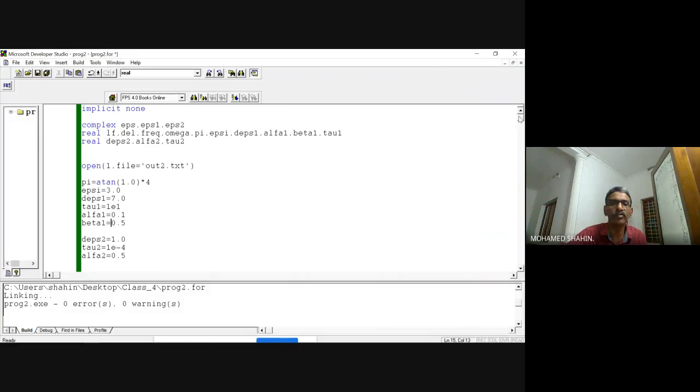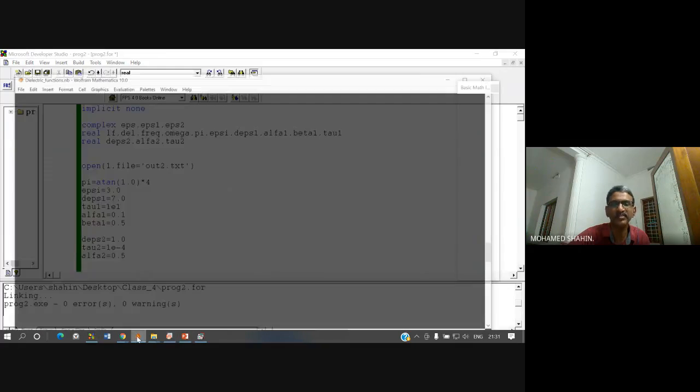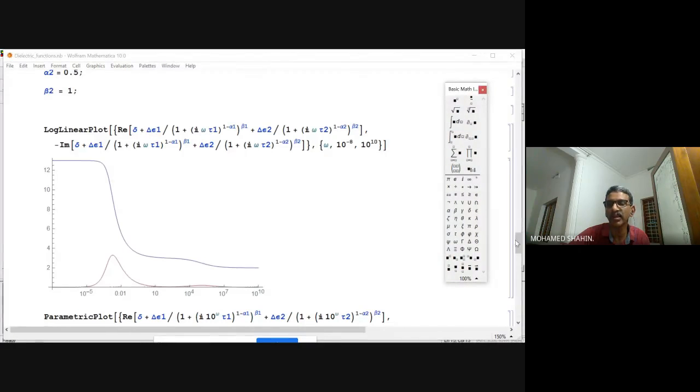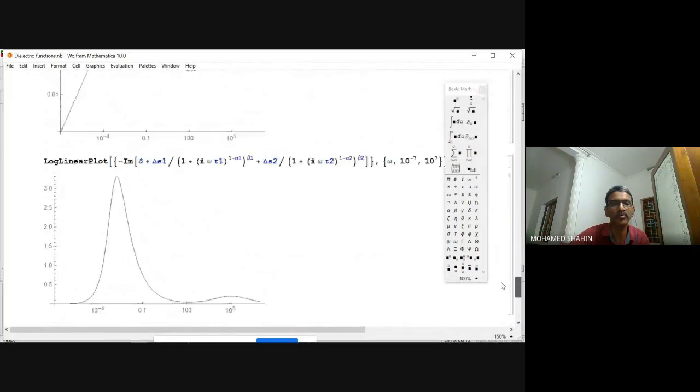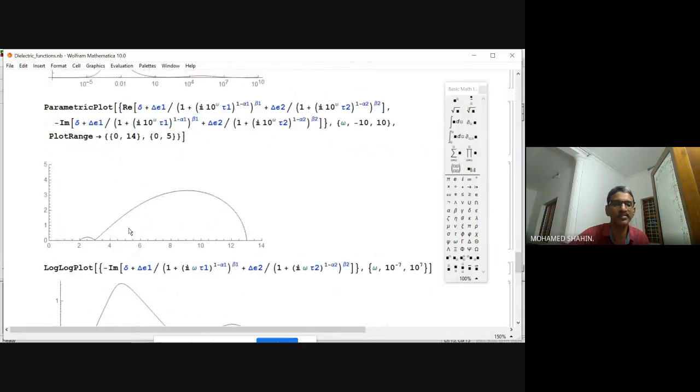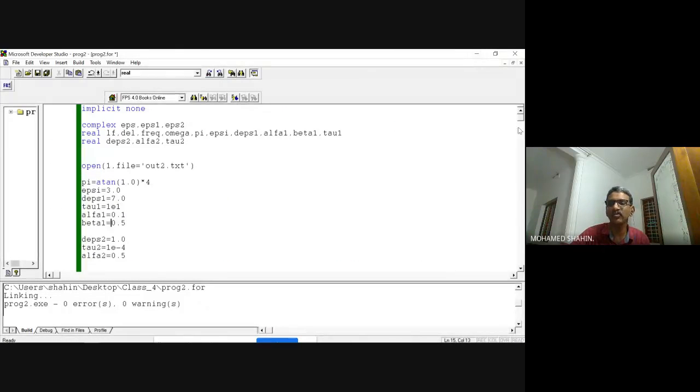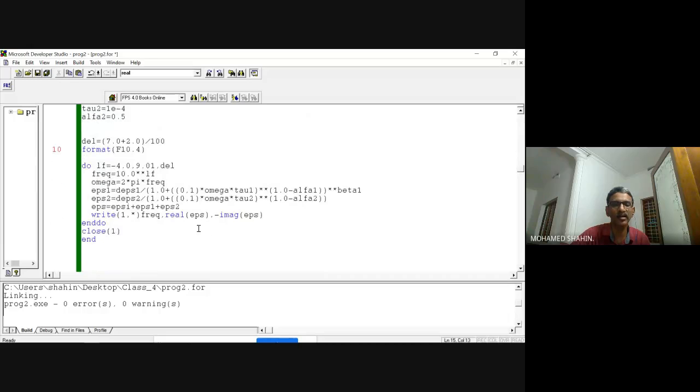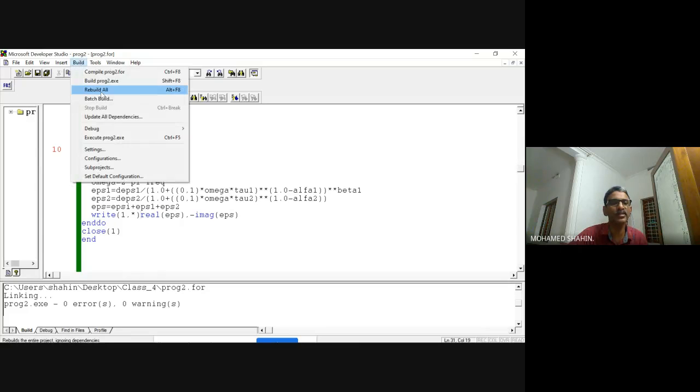So, for example, there are certain processes, certain experiments where instead of 2 there would be 3 processes. Now we haven't plotted this. How to plot this? We have to put the real part on the x-axis and the imaginary part on the y-axis. Either you can do it like this: just remove the frequency here, save it, build, rebuild all, build, execute.